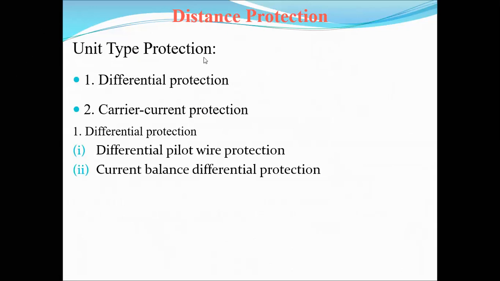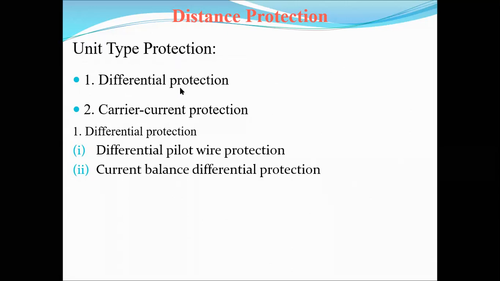Next, coming to the unit type of protection. This is also the feeder protection. Normally the feeder protections are divided into two types: the non-unit type of protection and the unit type of protection. In the non-unit type, we have the time gradient protection, current gradient protection, and distance protection. That we have already studied. Now we are studying the unit type of protection.